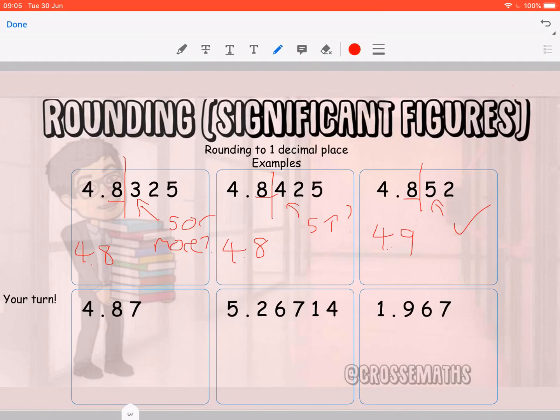What I'd like you to do, guys, that's the first 3 examples. Get those copied down, and then I'd like you to pause the video and have a go at the ones at the bottom. So pause the video, get the 3 examples at the top down, and then have a go at the ones at the bottom.